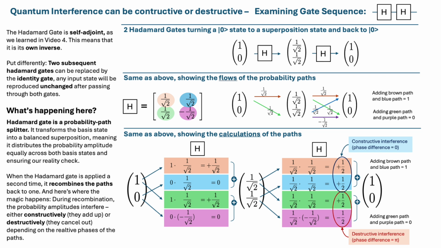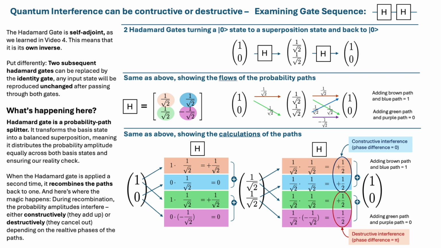We now focus on the addition of the paths. The addition after the first Hadamard transformation has one component always equal to 0. However, the addition following the second Hadamard transformation results in the upper 2 lines, brown and blue, summing to 1, while the lower 2 lines, green and purple, cancel out, resulting in 0.